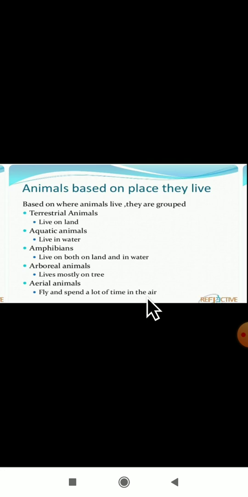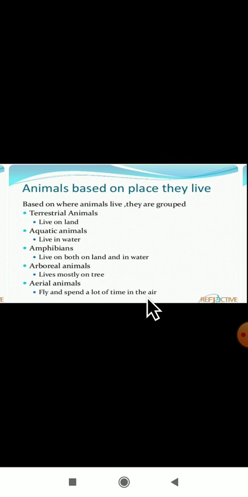Yes, dear students, aerial animals fly and spend most of their time in the open air. Based on the habitat, the animals are divided into 5 types: terrestrial animals, the animals which live on land; aquatic animals, the animals which live in water; amphibians, the animals which live on both land and in water; arboreal animals, the animals which live mostly on trees; and aerial animals, the animals which fly and spend a lot of time in the air.